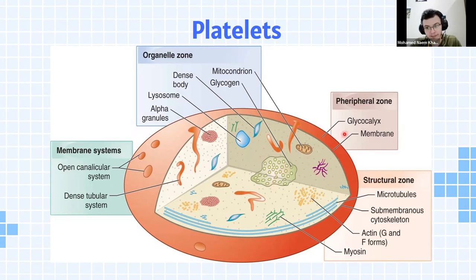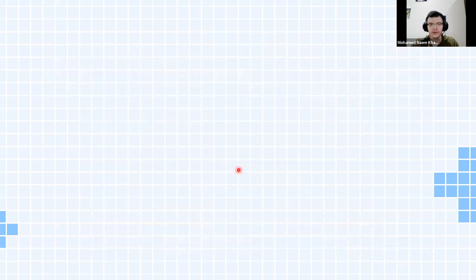Again, not the basement membrane of the blood vessel. We're talking about the membrane of the platelet. Two different structures, okay? Don't mix them up. The last is the structural zone, the actin and the myosin that help with the aggregation, with closing the wound, with all of that, okay? So let's start. We're going to discuss each one of them specifically.